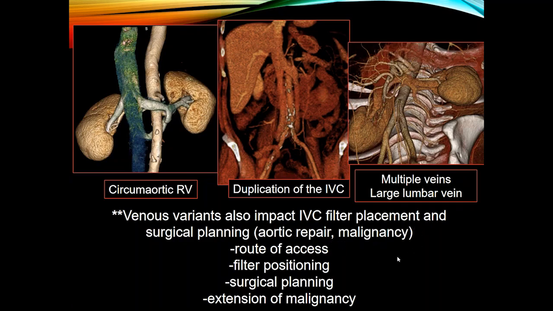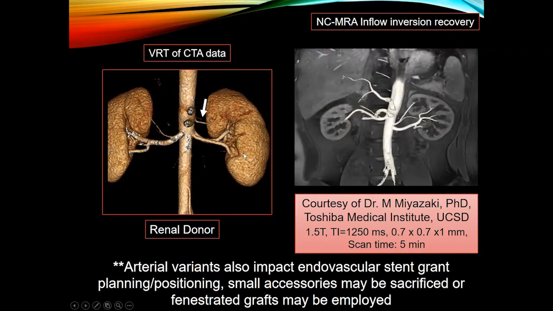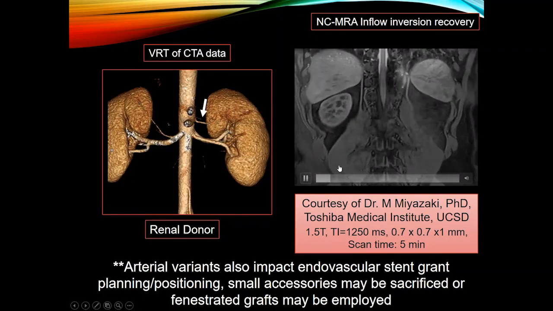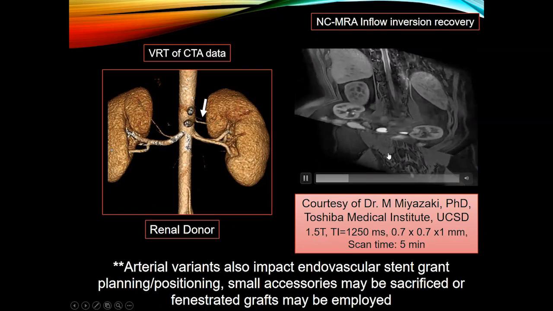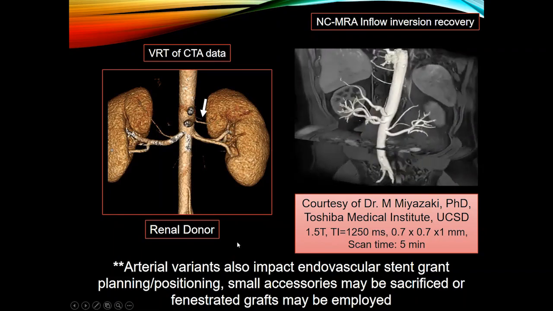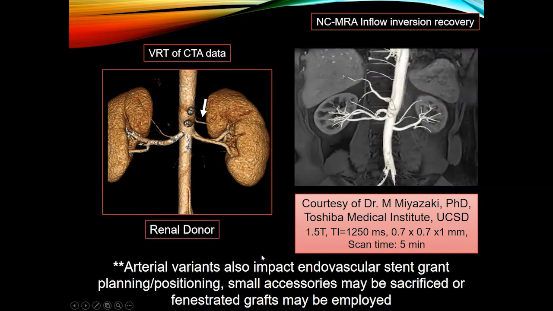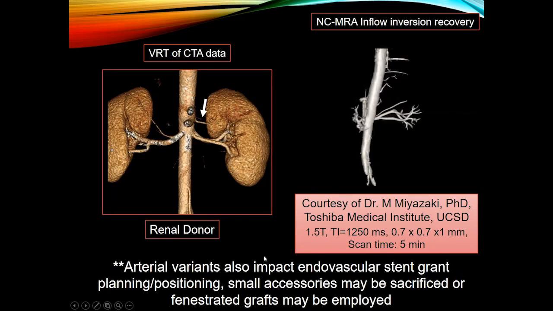Now, malignancy can spread through invasion into the venous system, and if there are variants, then malignancy may spread in more unusual patterns. Here are some examples of arterial variants, with multiple left renal arteries and early branching right renal arteries. This is a CTA, and this is a non-contrast MRA, just to show you that this can be done with various techniques, depending on the preference of the institution. And just to note, arterial variants can also impact endovascular stent graft planning and positioning.